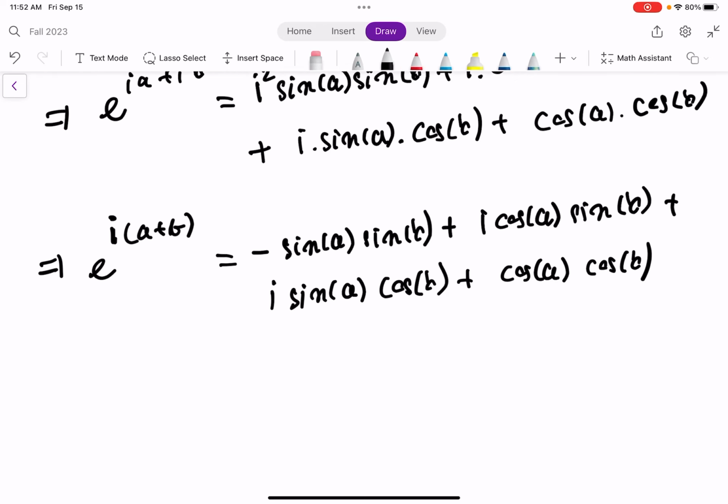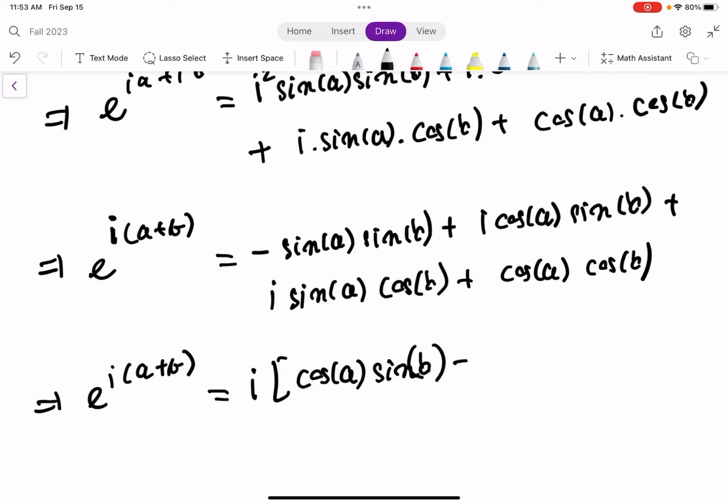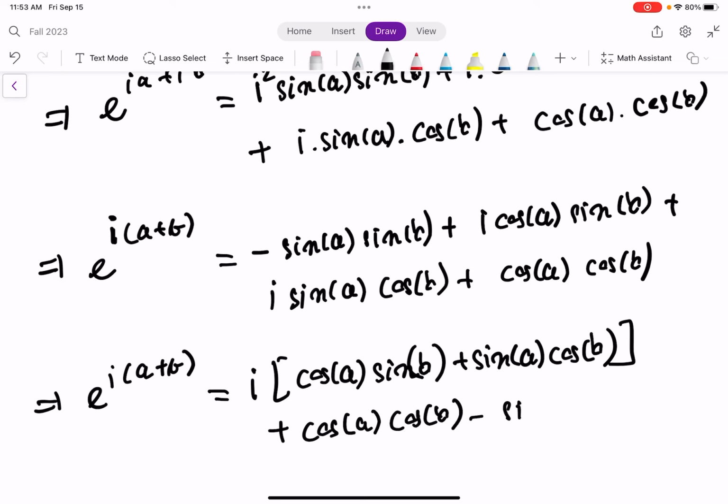The next step is I will group the imaginary terms together and the real terms together. So e to the i times a plus b equals i times cosine a sine b plus sine a cosine b, plus cosine a cosine b minus sine a sine b.